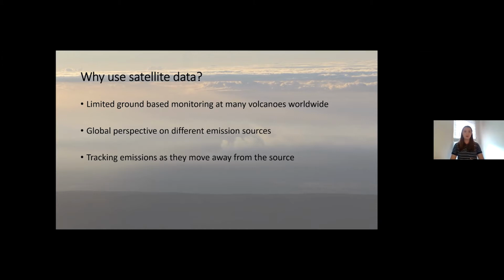And we can get a global perspective of different emission sources from a consistent source. And using satellites, we are also able to track emissions as they move away from the source and travel across the globe and interact with different meteorological systems. And so it gives us a very different perspective of the plume, which can be very valuable, particularly if we're thinking about the hazard to aviation.